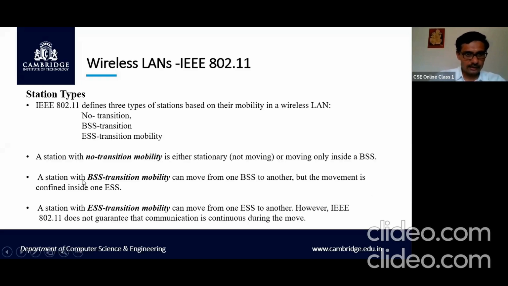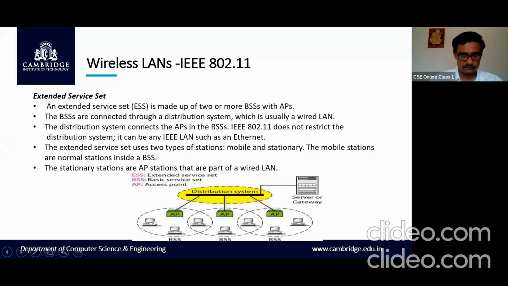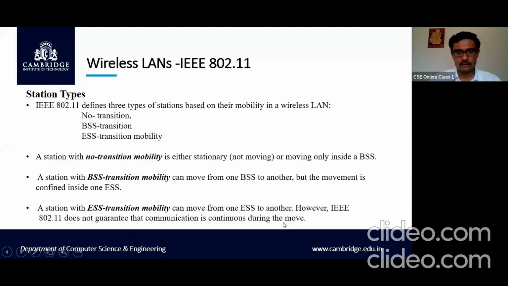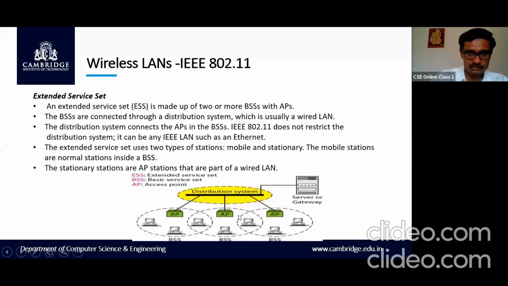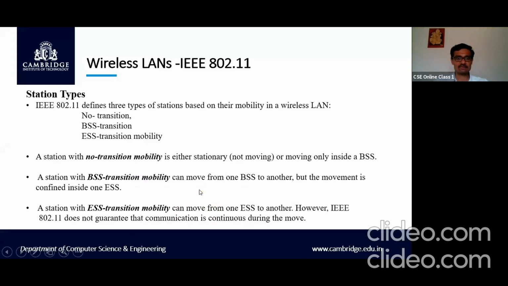The second one is called BSS transition mobility. It can move from one BSS to another BSS, like here. You can see this, from one BSS to another BSS, it can move from here to here. That is called BSS transition. But the movement is confined inside one ESS. As you can see here, there are 3 BSS. This station can move to the second one or third one, but they should be within one ESS.